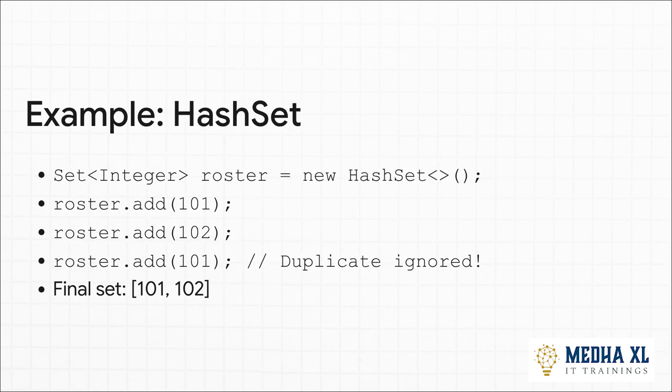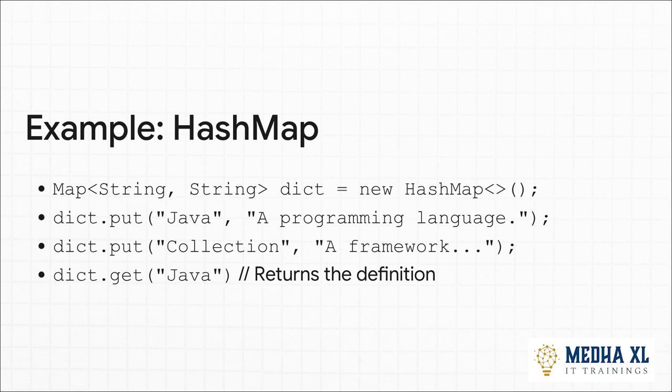Now let's try the HashSet. We make a set to hold our student roll numbers. We add 101, then 102. Now watch this. We try to add 101 a second time. And what happens? Absolutely nothing. The set just ignores it because 101 is already in there. The final set only contains the unique values. See? So cool.